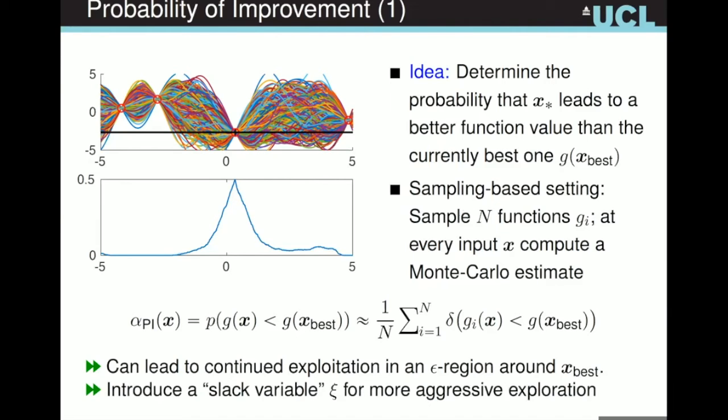So what we could do is introduce some sort of slack variable, which we also know from SVMs, where we say you need to be at least a value of psi better, not just being better. Being better could be 10 to the minus 8 in terms of function values, but you could say we would need to be at least 0.1 or 1 better than the currently best seen function value. And that would lead to some more aggressive exploration.